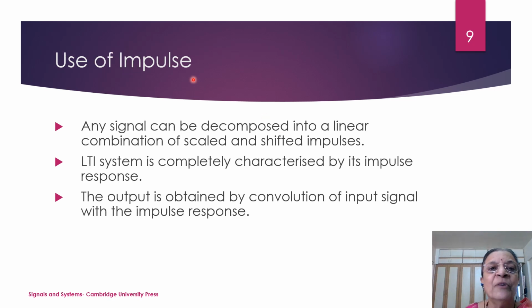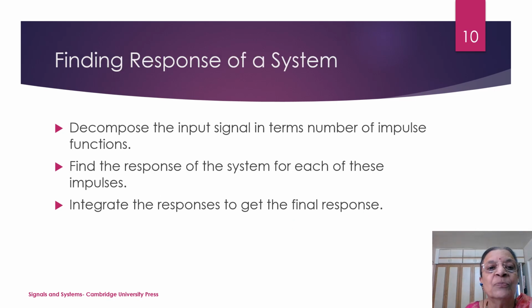So to find out the impulse response, we will have to apply an impulse as input to the system and then find out what will be the output of the system. Any signal can be decomposed into a linear combination of scaled and shifted impulses. So an LTI system can be completely characterized by its impulse response. The output is obtained by the convolution of the input signal with the impulse response. Let us see how this is possible.